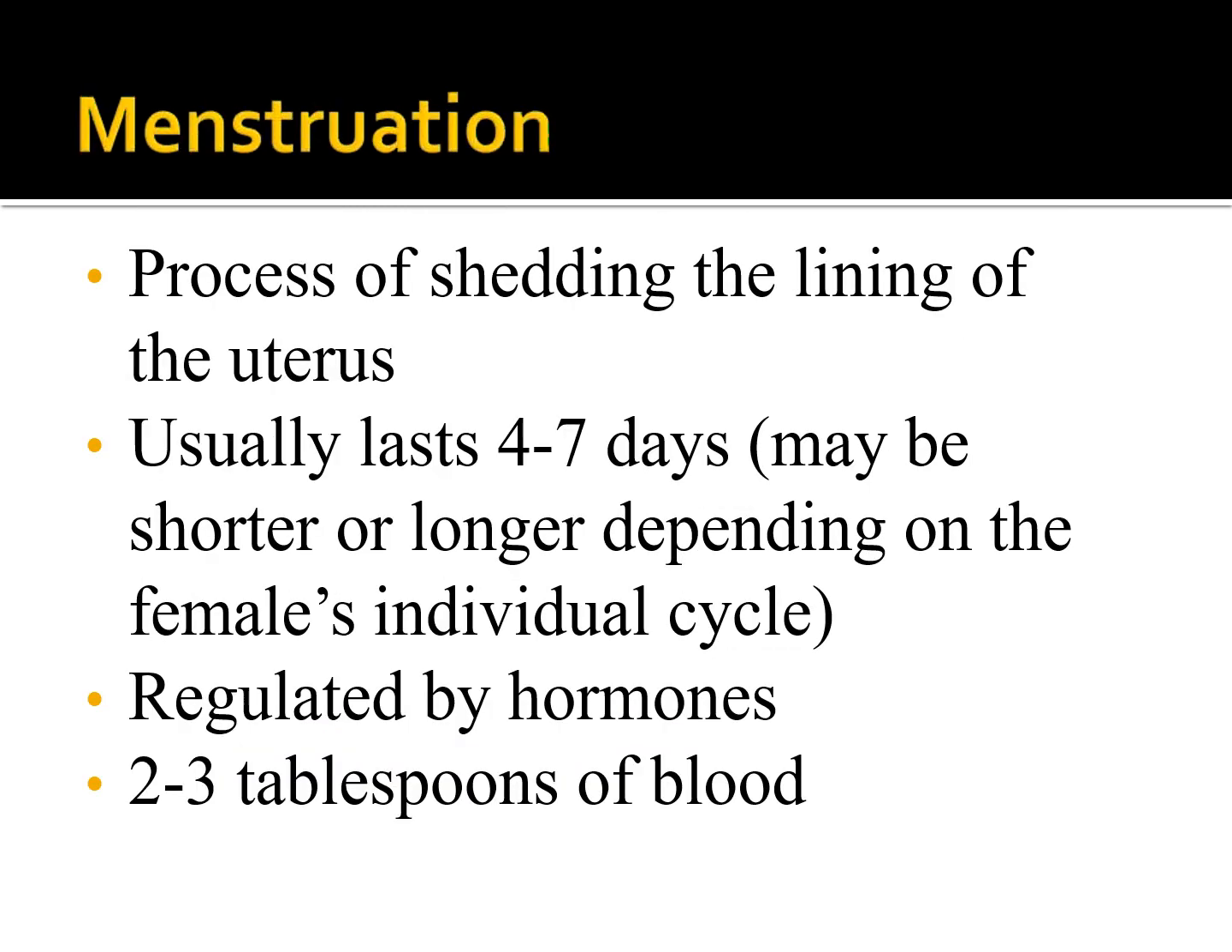Next is menstruation. It's a process of shedding of the lining of the uterus. Usually it lasts for 4 to 7 days, and sometimes the duration may be shorter or longer than that. It depends on the individual, and it is regulated by the female sex hormones, mainly estrogen and progesterone, and around 2 to 3 tablespoons of blood will be lost from the female body during menstruation.